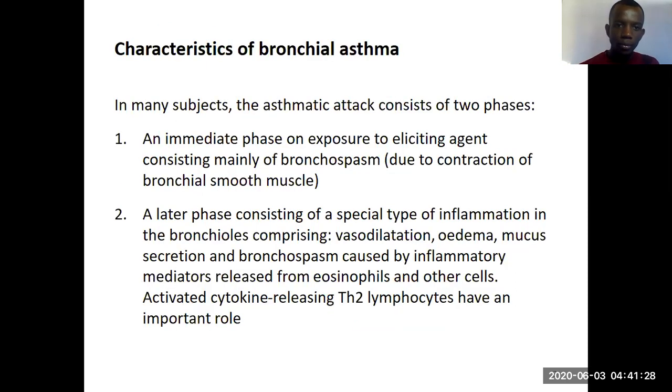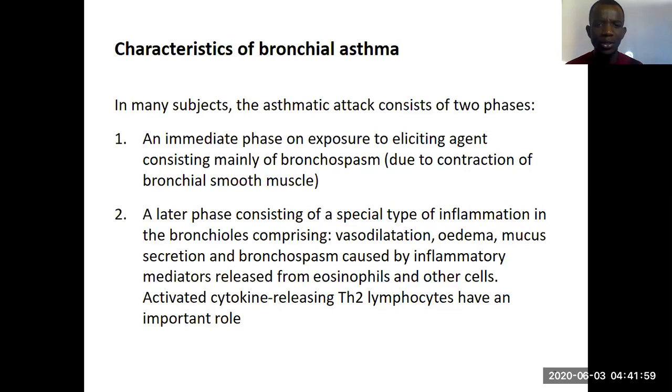Okay. What are the characteristics of bronchial asthma? In many subjects, the asthmatic attack consists of two phases. One, there is an immediate phase on exposure to eliciting agent consisting mainly of bronchospasm due to contraction of the bronchial smooth muscles. So the first phase is that there's going to be bronchial spasms once this asthmatic patient has been exposed to these allergens.